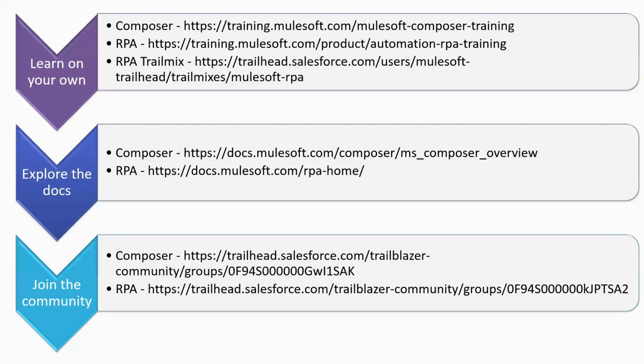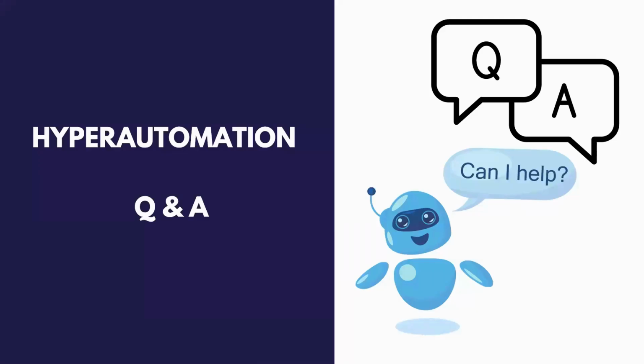All right, some resources here. Okay, and again, you're going to have access to this. So you'll have these resources to learn some things on your own through Composer and RPA and trail mixes, and then also the docs.mulesoft.com and community relevant things. There's a lot of really good material in the community. Okay, so I urge you to check that out. Any questions thus far?